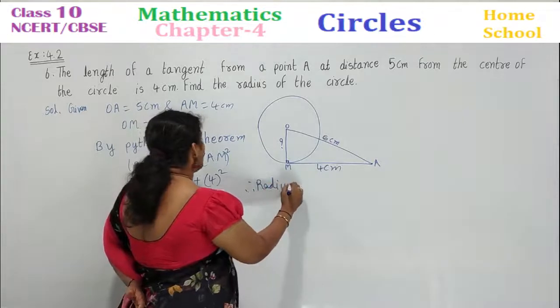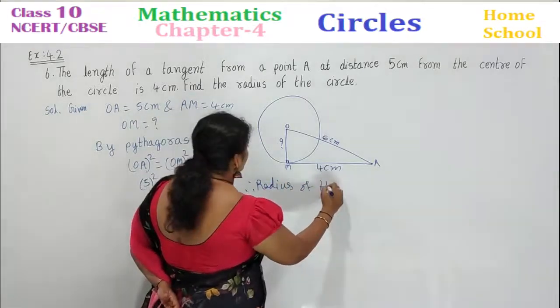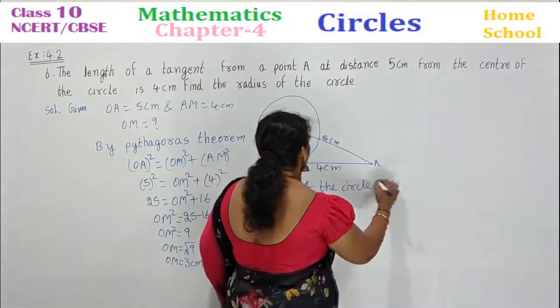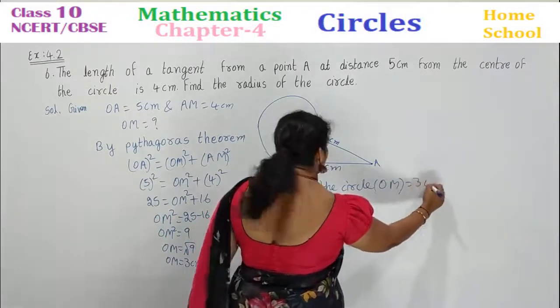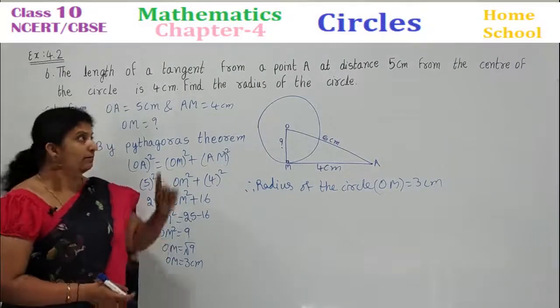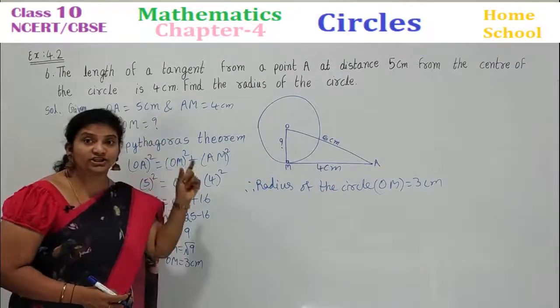what is the question asked? Radius of the circle. Radius of the circle OM is equal to 3 centimeters. See children, the problem is very easy, but understand the question carefully.